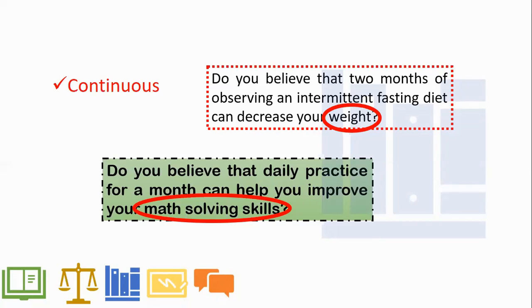Another observation. These two questions state time periods. That is, in the first question, a given period of 2 months, and in the second question, a period of 1 month. So these two questions are concerned if factors like intermittent fasting diet and daily practice of solving mathematical problems can significantly affect the changes or improvements of a continuous variable given a specific period of time. And these types of questions can be answered by the paired samples t-test.